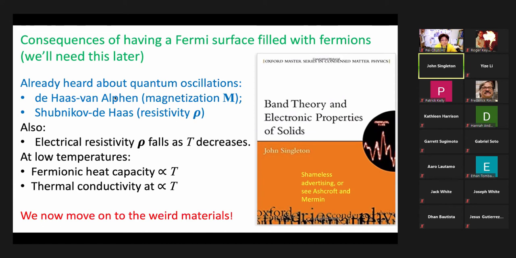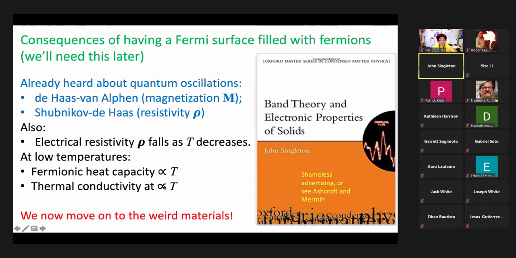So we already heard about quantum oscillations, the de Haas-van Alphen oscillations are those oscillations periodic in 1 over B in the magnetization. The Shubnikov-de Haas oscillations are oscillations in resistivity, and they are due to the Landau levels on the Fermi surface. Also, because of the way in which the statistics works, the electrical resistivity falls as the temperature decreases if we have a metal. And at low temperatures, we have a heat capacity due to these fermions, these electrons, which is proportional to the temperature.